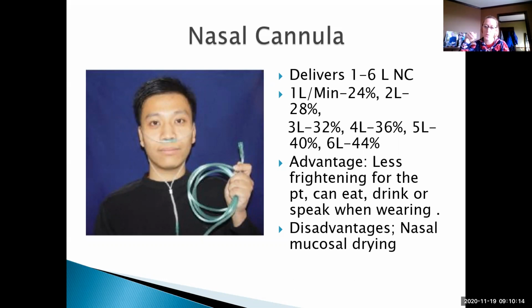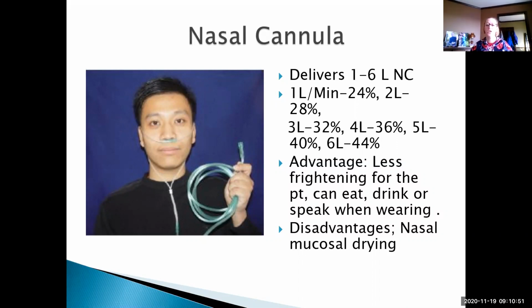So 1 liter is 24%. And then each additional liter would be another 4%. So when you go all the way up to 5 liters, that patient's on 40%, 6 liters, 44%. So it's a simple math equation. I know I put oxygen concentration on the math section, but literally that's all you have to do. However many liters they're on times 4%, it's that amount plus room air. But just be careful that technically we're going to start at 20%, not 21%, for our calculation.